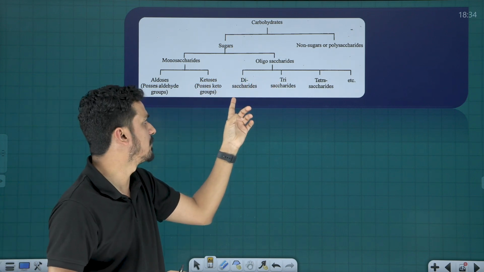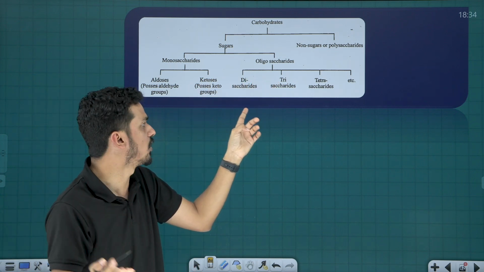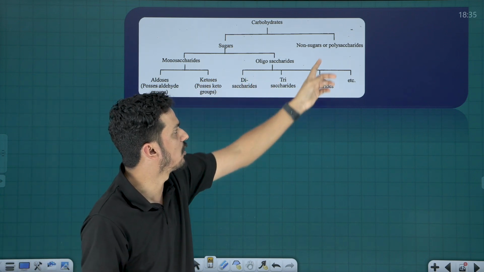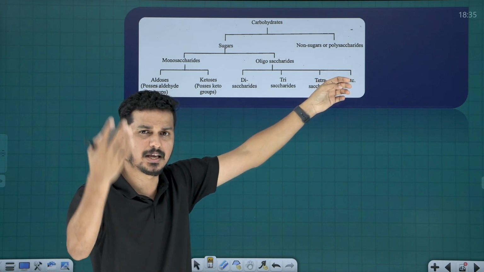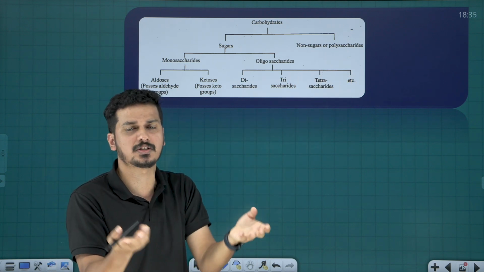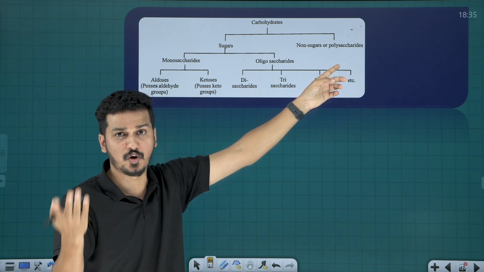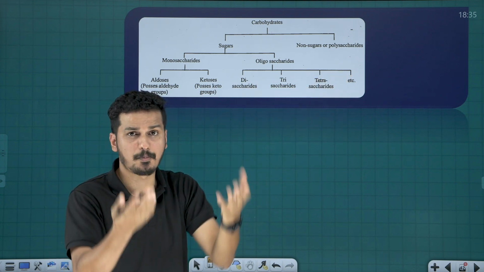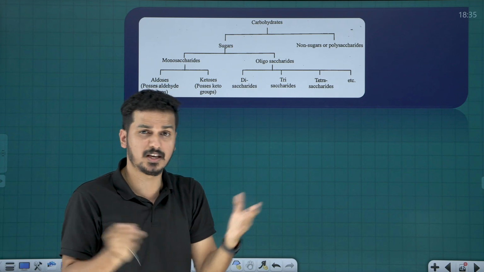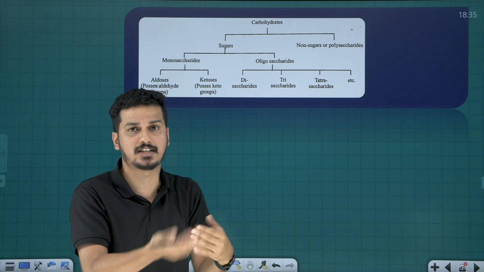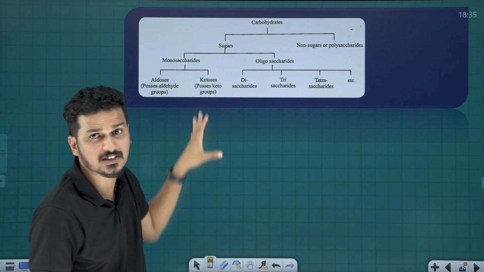Oligosaccharides may be disaccharides, like sucrose and all, trisaccharides, tetrasaccharides, or polysaccharides. Polysaccharide means many monosaccharides combined together, like starch, glycogen and all. They are the polysaccharides of glucose. Many glucose molecules combined together give that. So that much idea there.